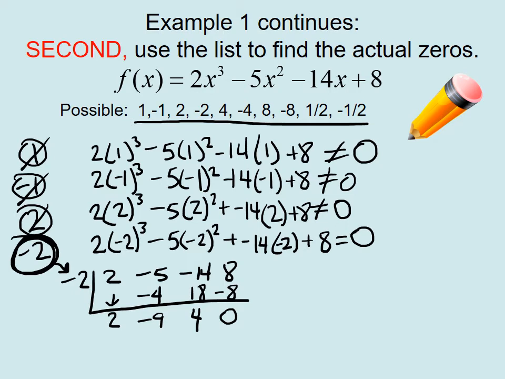So to be honest, I plugged in all of these numbers to see if they equal 0. I could also do synthetic division over and over again until I find a 0. It's up to you and what process makes the most sense. What's helpful is now I've broken down that polynomial into 2x squared minus 9x plus 4. This is a trinomial. So now I can use the AC method and factor it all the way down.